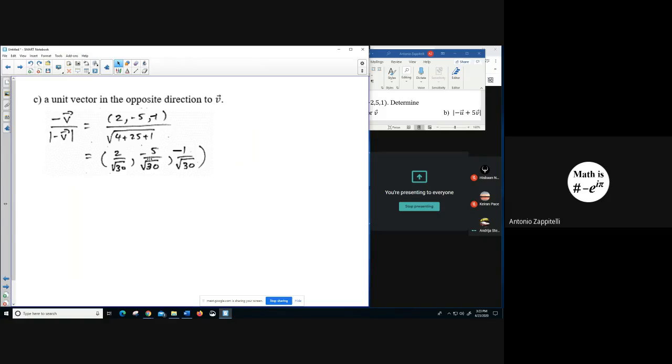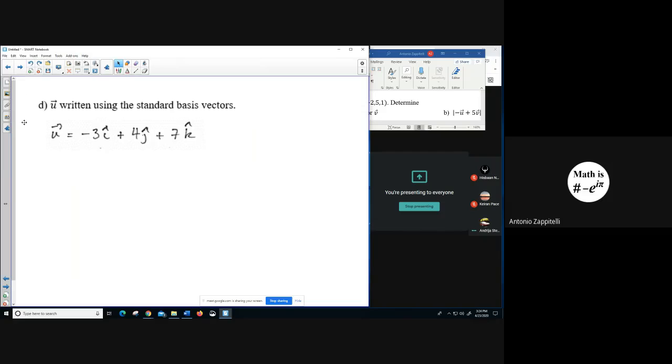Okay, so again, this is something that you definitely need to know how to do, is to take a vector and create a unit vector, you just have to divide by its magnitude. The only extra little hitch in this question was I was looking for something opposite to v, which is why I needed this negative 1.